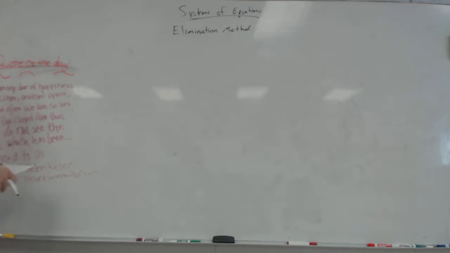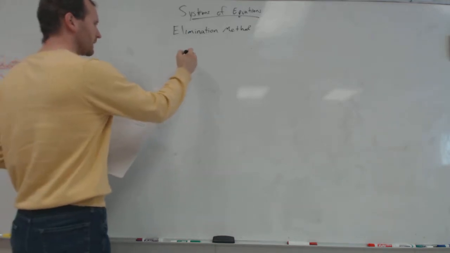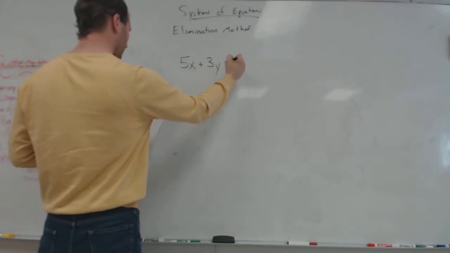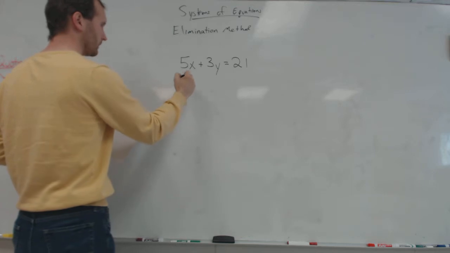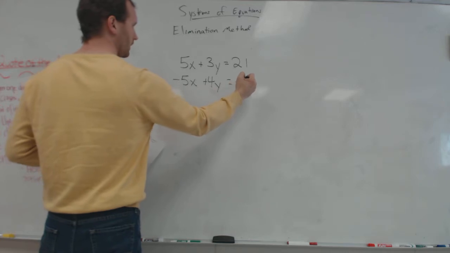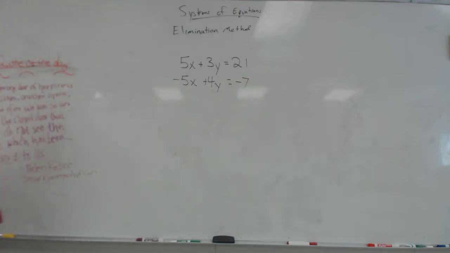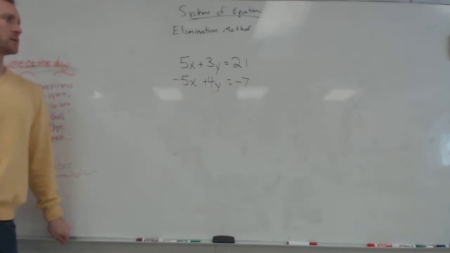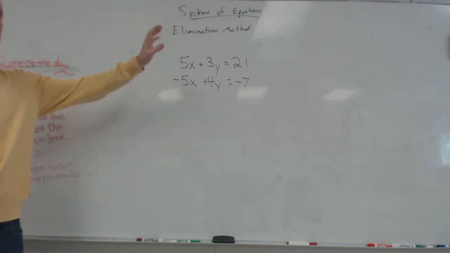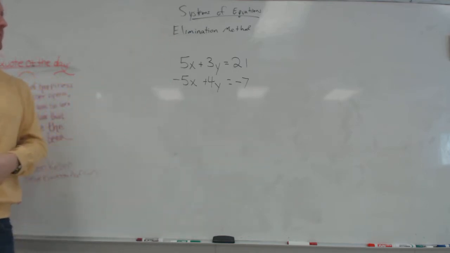Alright, let's say we had something like this. And this one's on your homework. So when you get to it on your homework, hopefully you'll remember to check it. It's number 2. 5x plus 3y equals 21. Negative 5x plus 4y equals negative 7. We have here a system of equations. We have two equations, two variables. We can solve it.